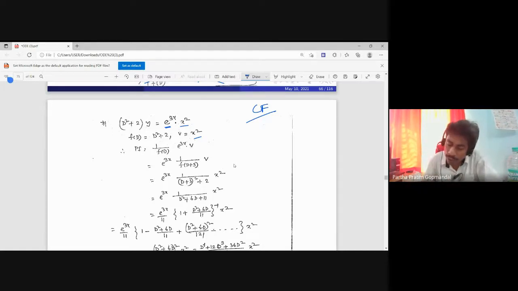But in order to get the solution, you have to find CF, and at the end, you please write the solution as sum of CF and PI. That you have to do. So let us see how to find PI here.